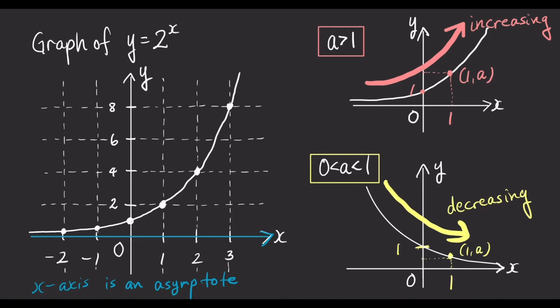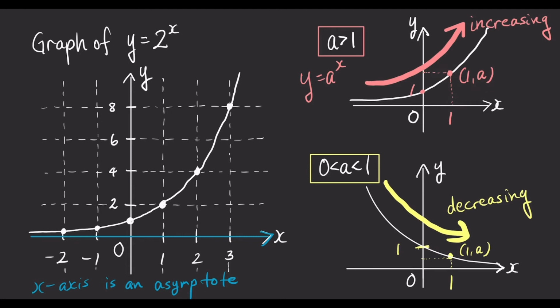Okay, so in general, you can see here, if a is greater than 1, then y equals a to the x, this graph is increasing, so it goes up, and it goes up very quickly. And if x is 0, then it's always 1, no matter what a is. And then if x is 1, then it's a to the first power. So x is 1, y is a, no matter what a is.